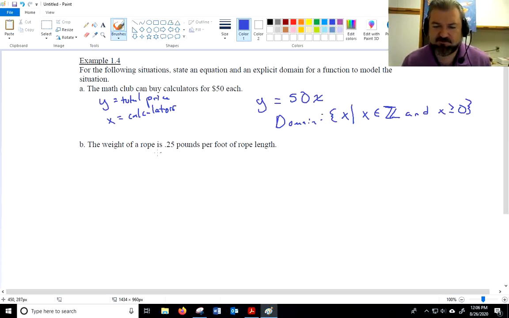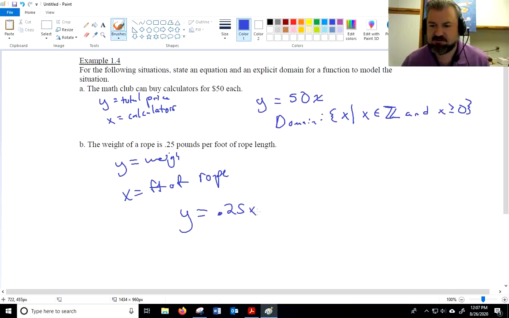All right, the weight of rope is 0.25 pounds per foot of rope length. So if I let y be the weight in pounds, and I let x be the feet of rope, then I can say that y is 0.25 times x. Well, let's talk about the domain on this one. Are we allowed to have negative amounts of rope? Well, no. Then we'd have a negative weight. So we know that x has to be greater than or equal to 0 for this function to work.